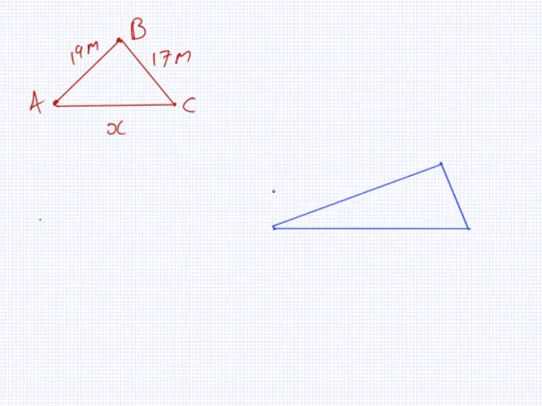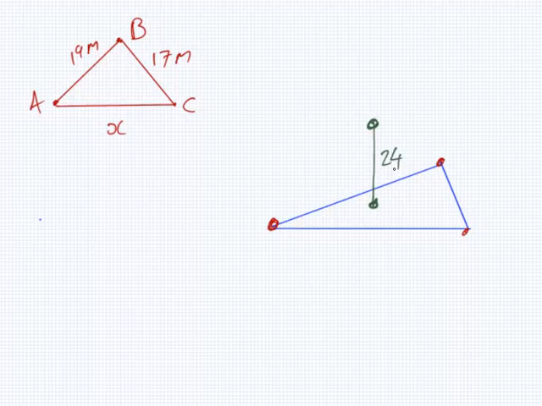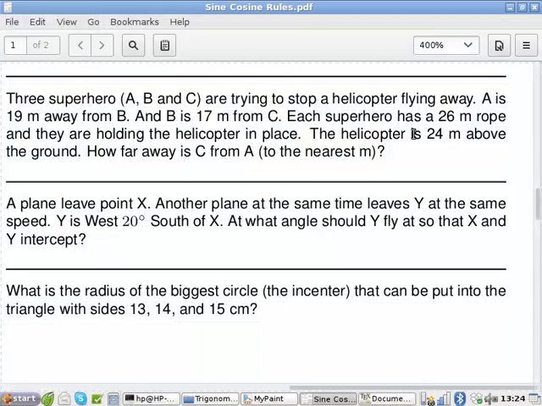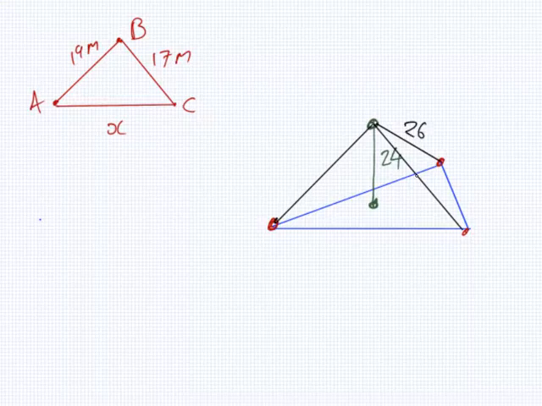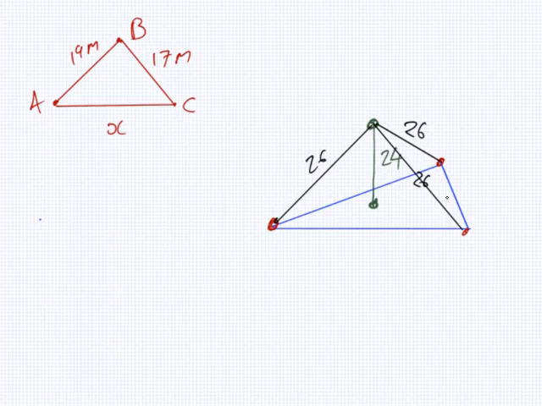Right, so there's one guy here, one guy here, one guy here, and the helicopter's up here. So this is 24, yeah. And they each have a rope. So there's one rope here, one rope here, and then one rope here. And these are all 26. Okay, so that's a 26, that's a 26, and that's a 26. But we just said that 19 meters is being used, right? The distance, now here, this distance is 19, this distance is 17, and this is the distance I want.